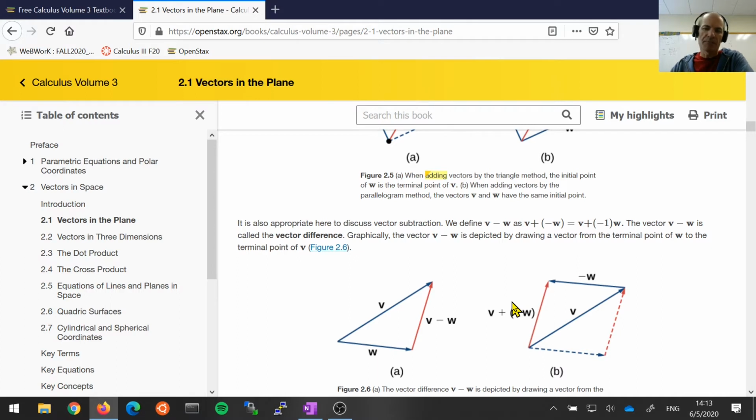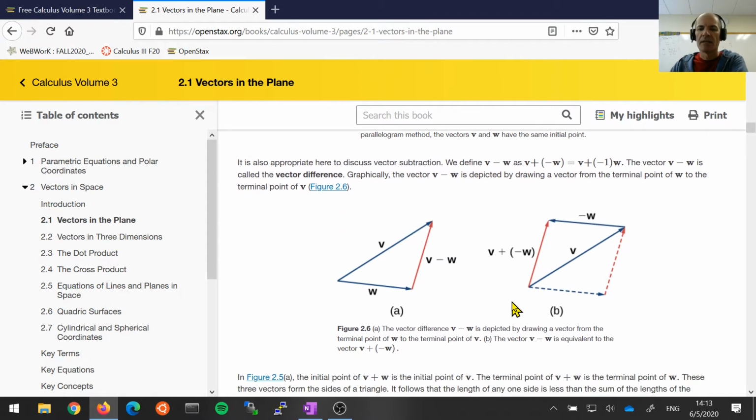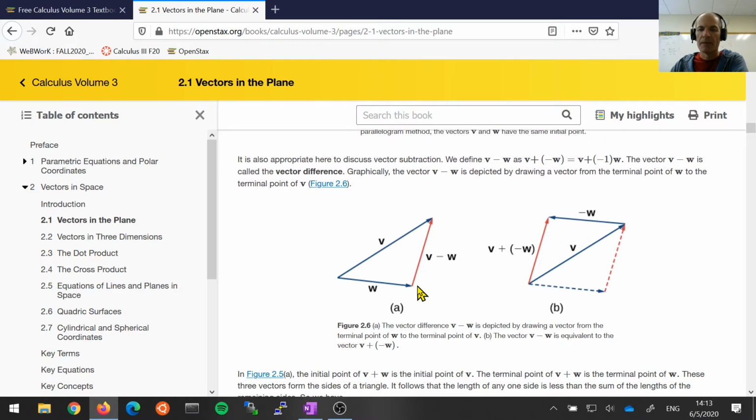Differences are similar. I won't belabor the point, but the difference between two vectors, v minus w, is the vector that goes from the tip of w to the tip of v if you place v and w tail to tail. Order matters in subtraction of vectors just like it matters in subtraction of real numbers. So if I look at w minus v, I get the same leg here, but the arrow points in the opposite direction. So I get a different vector, same length, pointing in the opposite direction. Alrighty.